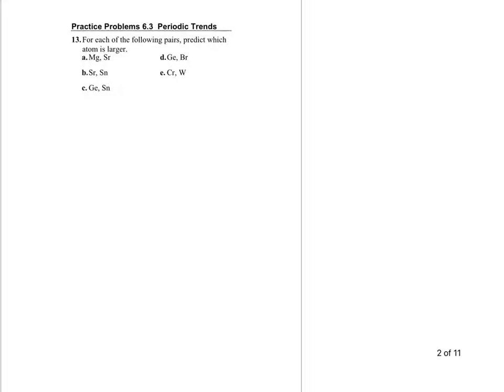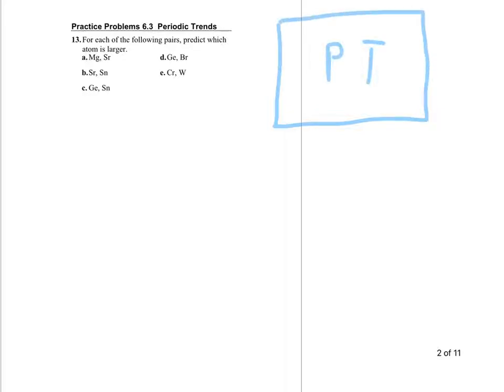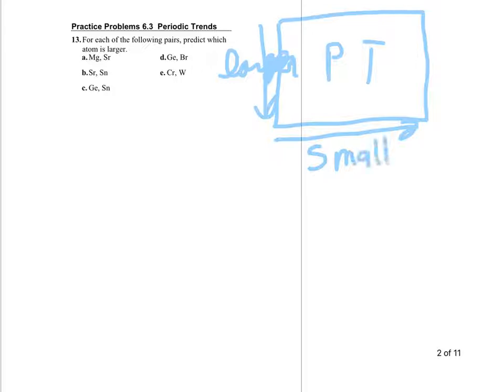Today we've got practice problem 6.3, periodic trends. Number 13, I just want to predict which atom is larger. Our trend for atoms being larger: we've got a periodic table. When we're going down, the atoms get larger, and going across, they get smaller.